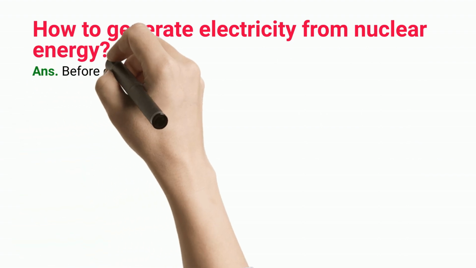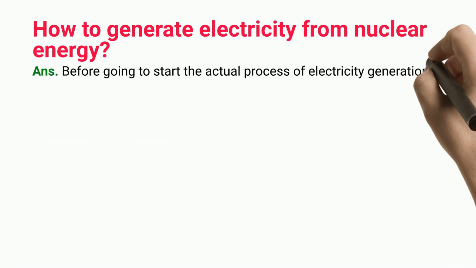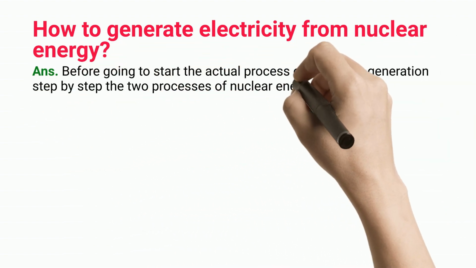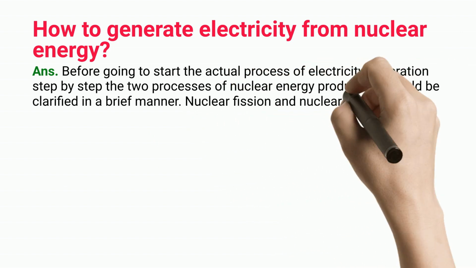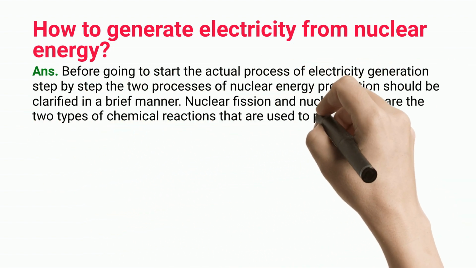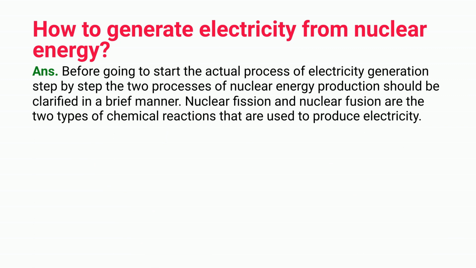How to generate electricity from nuclear energy? Before going to start the actual process of electricity generation step by step, the two processes of nuclear energy production should be clarified in a brief manner. Nuclear fission and nuclear fusion are the two types of reactions that are used to produce electricity.